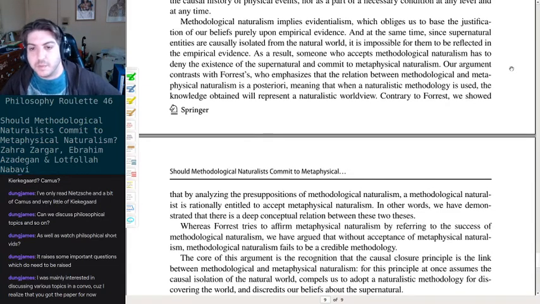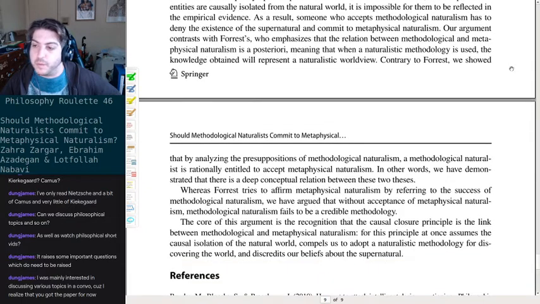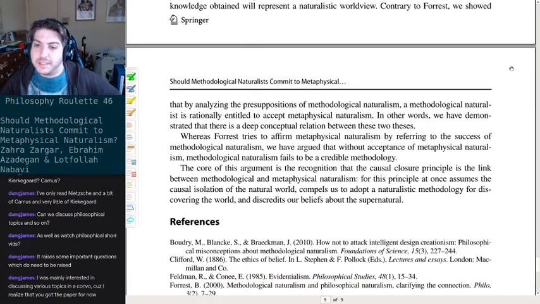Our argument contrasts with Forrest, who emphasizes that the relation between methodological and metaphysical naturalism is a posteriori, meaning that when a naturalistic methodology is used, the knowledge obtained will represent a naturalistic worldview. Contrary to Forrest, we showed that by analyzing the presuppositions of methodological naturalism, a methodological naturalist is rationally entitled to accept metaphysical naturalism. In other words, we have demonstrated that there is a deep conceptual relation between these two theses. Whereas Forrest tries to affirm metaphysical naturalism by referring to the success of methodological naturalism, we have argued that without acceptance of metaphysical naturalism, methodological naturalism fails to be a credible methodology.